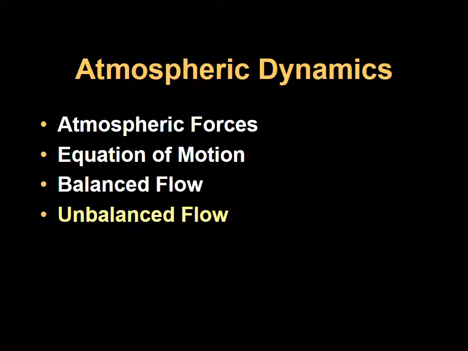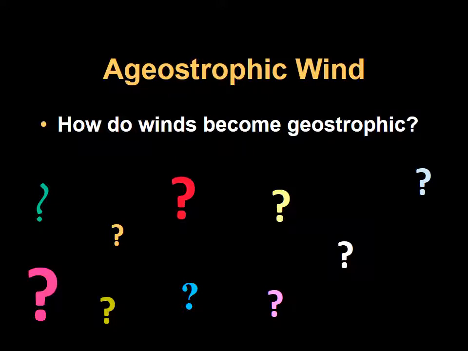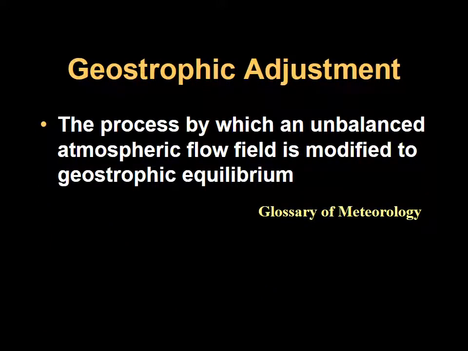We are working our way through unbalanced flows right now. And our last topic in unbalanced flows is geostrophic adjustment. So geostrophic adjustment is when the wind becomes geostrophic. How do they become geostrophic? Well, through a process called geostrophic adjustment, and this is where an unbalanced atmospheric flow is modified into geostrophic equilibrium.